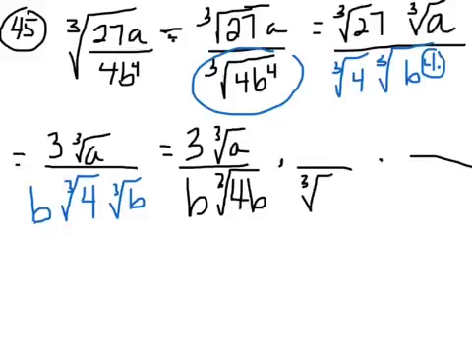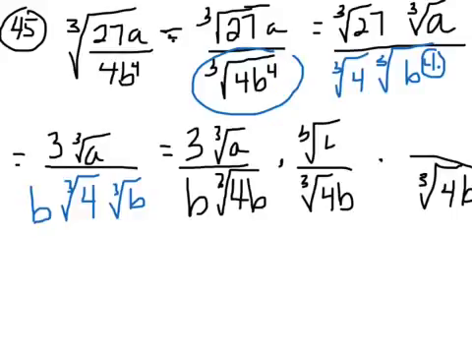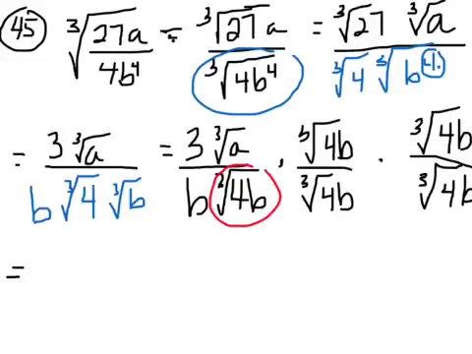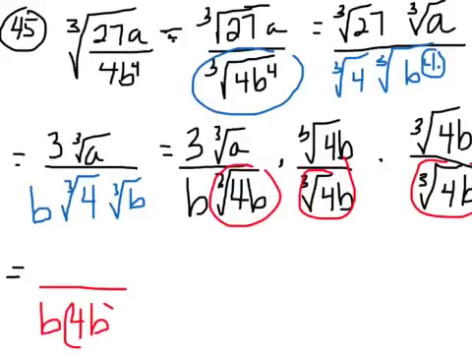So I need 2 more copies of the cube root of 4b to get rid of the cube root of 4b on the bottom. But if I do it to the bottom of a fraction, I got to remember to do it to the top, because I'm trying to keep my fraction equal. All right, now how did that help me? Well, on the bottom, I now have 3 copies of the same thing. So that means that on the bottom there was the b out front, and then I've got the 4b that I've got out of the radical now.